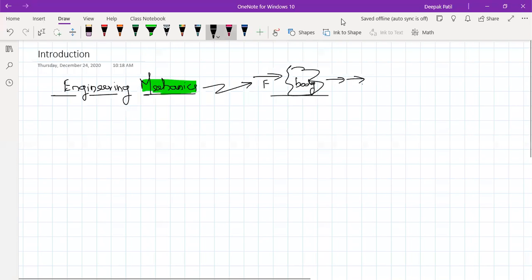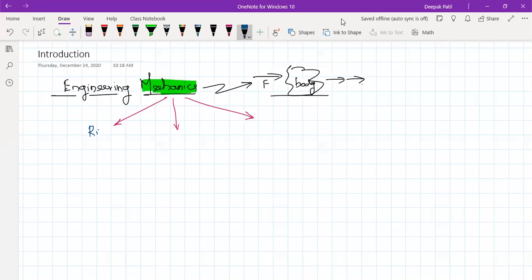Now, mechanics has three major branches. Mechanics is comprised of three important branches. What are they? The first branch, and a very common one, is rigid body mechanics.